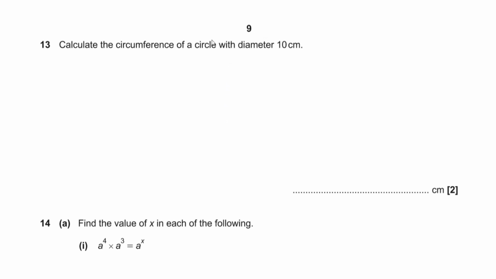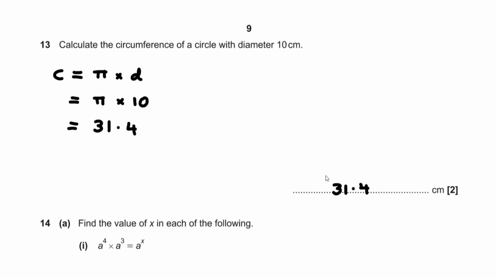Question number 13, we have to calculate the circumference of a circle with diameter 10 centimeters. So the circumference is equal to pi multiplied by the diameter. So we have pi multiplied by the diameter, which is 10. And if I work out what this is, we get 31.4. So we have 31.4 centimeters.